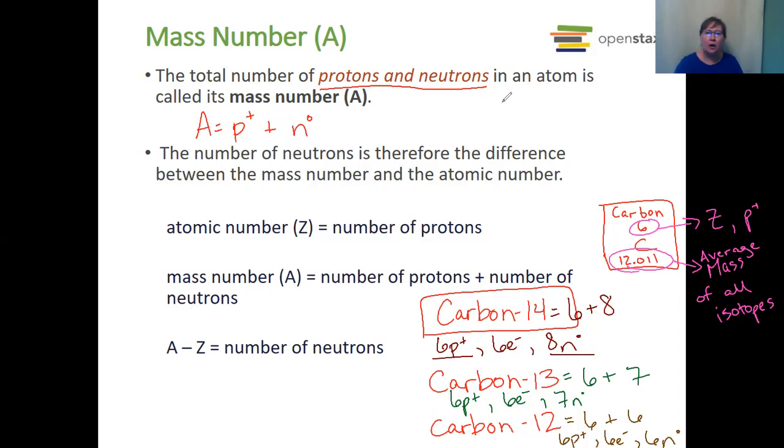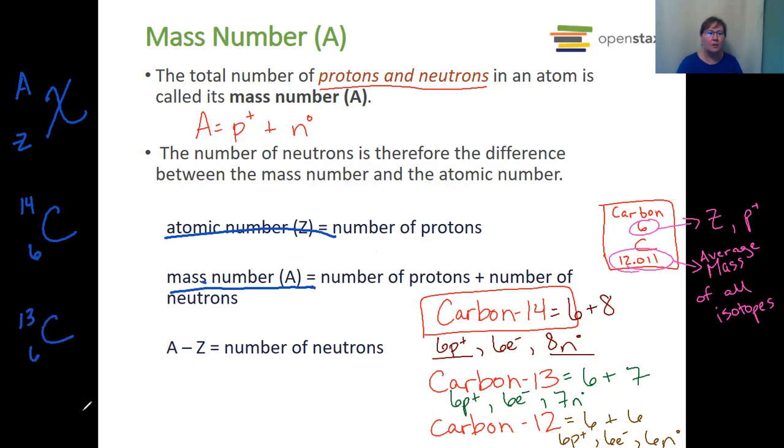Let me draw a few more things here. Here we had carbon 14. Whenever we draw a symbol, here's our symbol X, and that's our element. On the top, you're going to have your mass number A, and on the bottom, you're going to have your atomic number Z, and that's going to identify this. So the neutral atoms of carbon 14 would be 14, C, and 6. Carbon 13 would be 13, C, and 6. And carbon 12 would be 12, C, and 6.